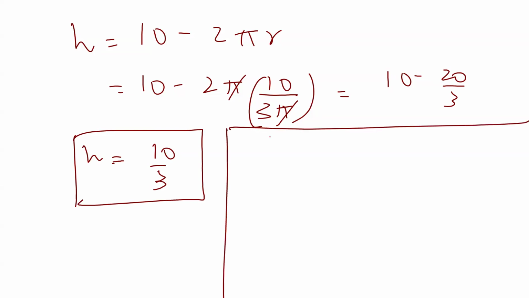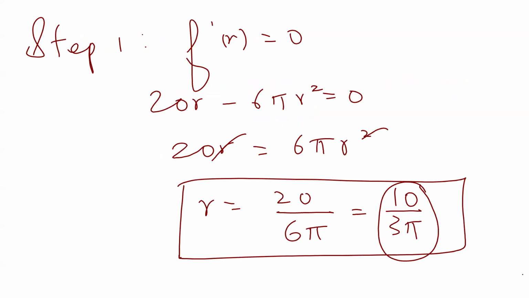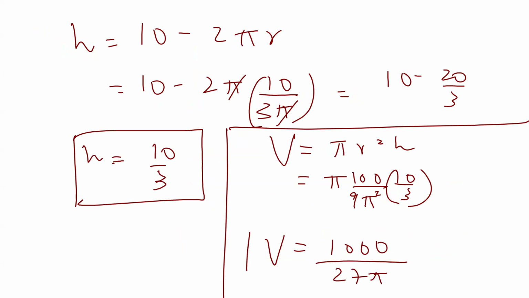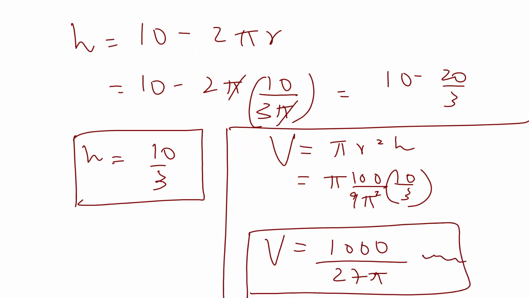Now volume of the cylinder is pi r square h. So put the value of r and h. H is 10 by 3 and somewhere we might have calculated r square or r. So r is equal to 10 by 3 pi. So r square will be 100 by 9 pi square. Okay, so this will be 1000 upon 27 pi. You can put the units, cubic units or cubic meters for this problem.